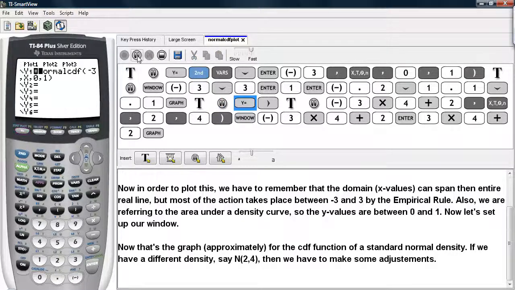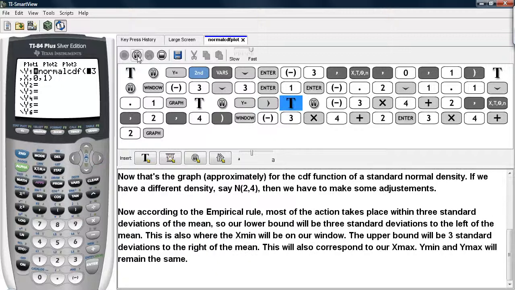So let's go back under the y equals. Normalcdf will be used, but this time we're going to use the empirical rule in a more applied fashion. Since most of the action is going to take place within 3 standard deviations of the mean, our lower bound will be 3 standard deviations to the left of the mean, so our x min will also be this value in our window, and the upper bound is going to be 3 standard deviations to the right of the mean, and this is going to correspond to our x max. Y min and y max are going to stay the same.